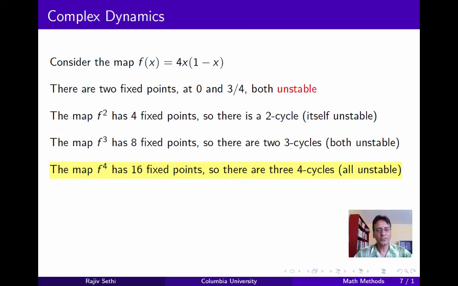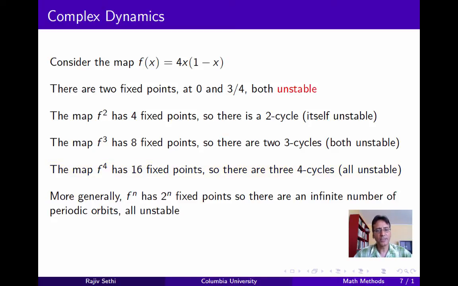And we can continue in this way. If you iterate 4 times, you'll find 16 fixed points. Two of these are fixed points of f, another 2 of them are fixed points of f squared, so that's a 2-cycle. And the remaining 12 points of f to the 4 correspond to 3 different 4-cycles. You can verify that these are all unstable. Continuing in this way, you see that f to the n has 2 to the n fixed points, so you have an infinite number of periodic orbits. And all of these are in fact unstable.